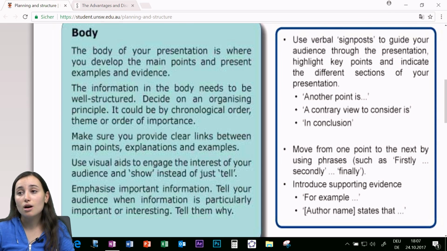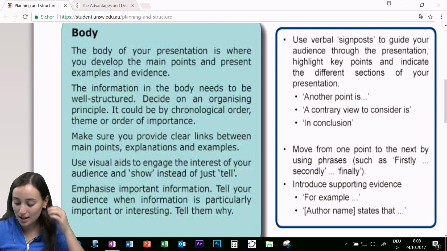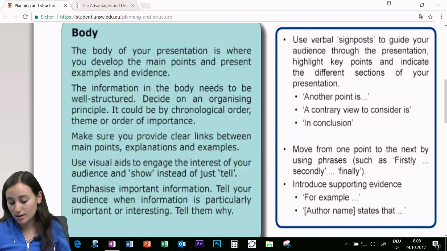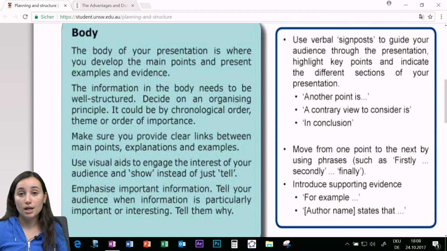So signposts are something that helps you to structure your presentation, and it helps the audience to follow your thought or your presentation. So it gives kind of a red thread, a roter Faden, as you would say in German. Here are already some examples of what a signpost could be: another point is, a contrary view to consider is, in conclusion.